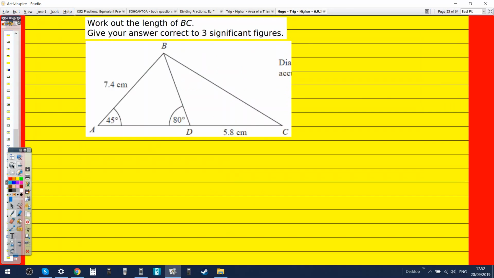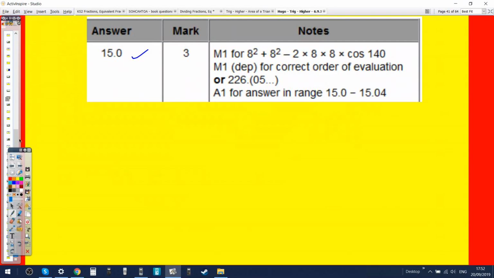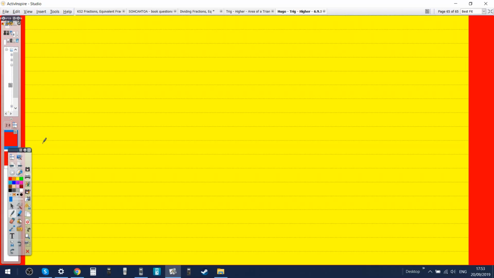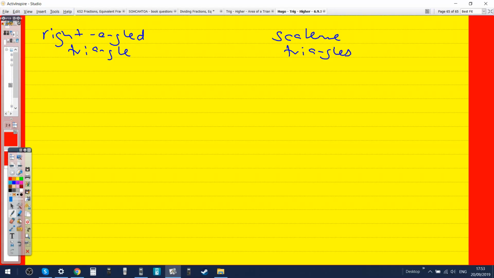So let's see. I'll just do a recap. When do you use a half times base times height? When do you use the half AB sine C? Let's even do it this way. Right angled triangle. That one is a half times base times height. And then this one is a half AB sine C. What if you have to find, so what else do you use? What thing do you use for each one?